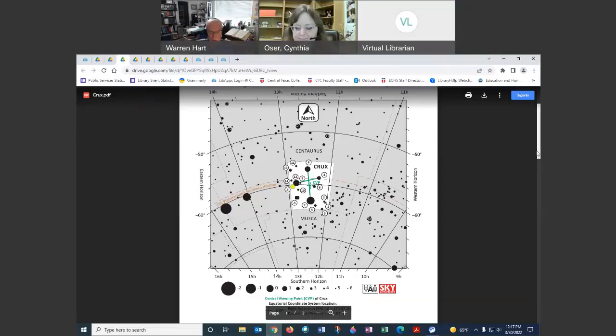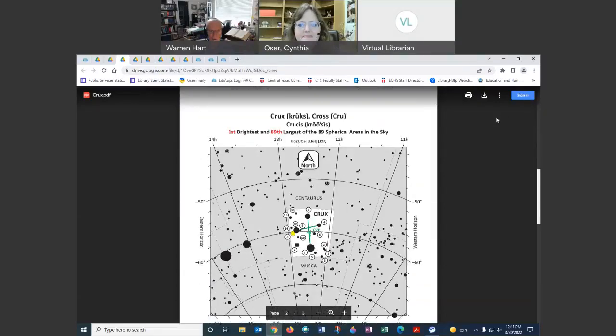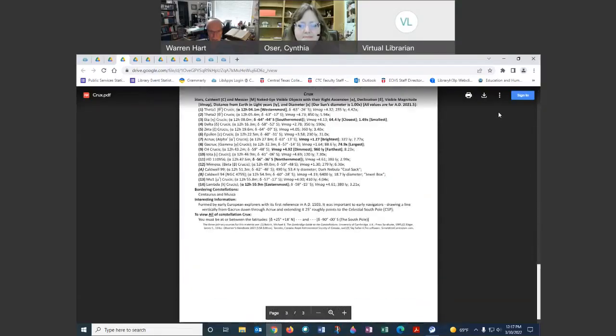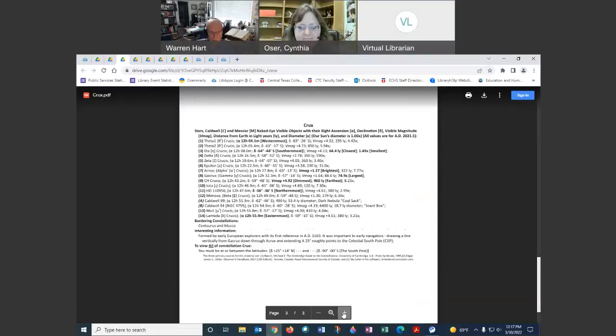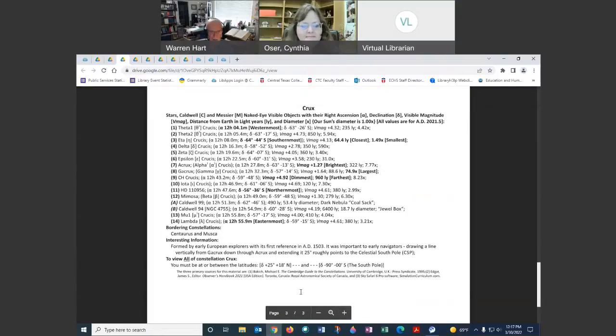And let's look at page 2 of this. If you scroll it up, keep going, there's a listing of all of those stars. And notice there are only 2 bordering constellations. Just as a trivia thing, Crux is the constellation that has the least number of bordering constellations. All it has is 2.